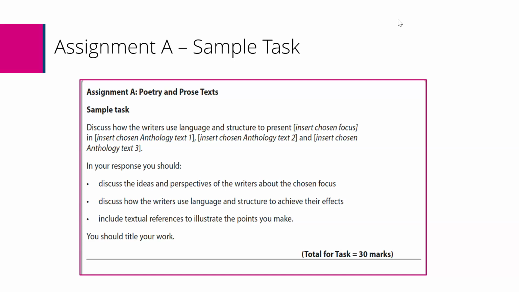So here's a sample task for assignment A. Discuss how the writers use language and structure to present, whichever text it is, in whatever the focus is, and then the 3 texts. So in terms of 3 separate essays, we're probably looking, thematically, at something that runs through the 3. In your response, you could discuss the ideas and perspectives of the writers about the chosen focus, discuss how the writers use language and structure to achieve their effects, and include textual references to illustrate the points made.